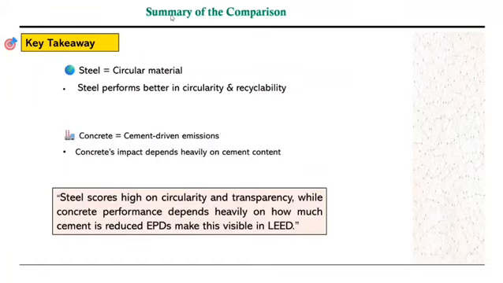Now we have keynotes for this slide. This slide summarizes the comparison of the materials. Steel is a circular material, and steel performs better in circularity and recyclability. On the other side, concrete is cement-driven emission, and concrete's impact depends heavily on cement content. So the core, or golden, sentence for this is: steel scores high on circularity and transparency, while concrete performance depends heavily on how much cement is reduced. EPDs make this visible in LEED.